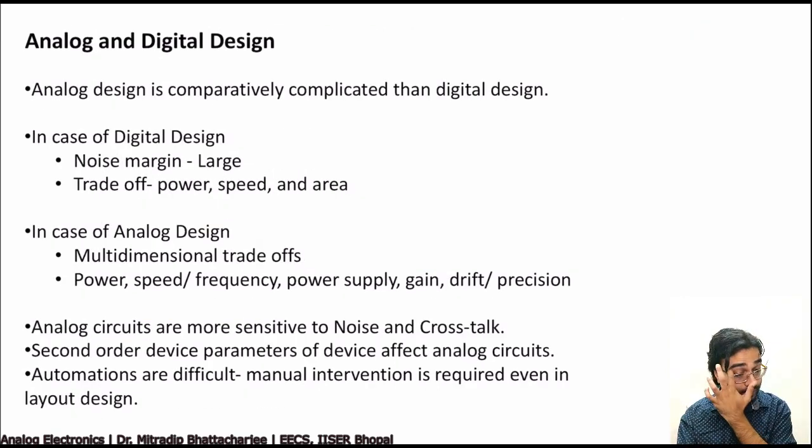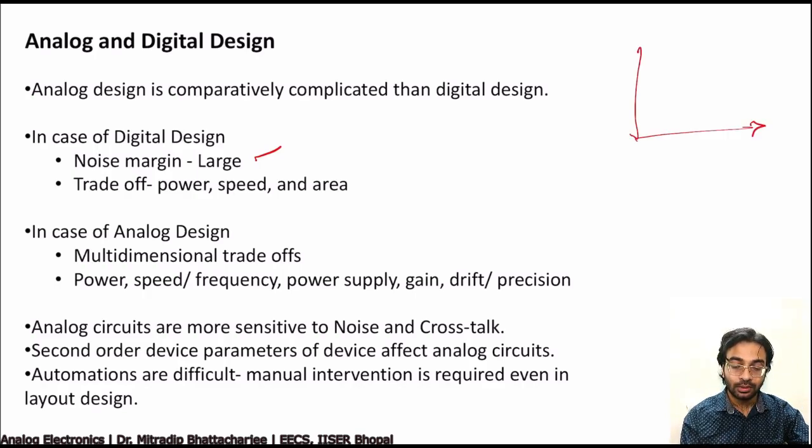Now this is the analog and digital design difference. Analog design is comparatively complicated. As I've said, it's customized, so it is a little bit complicated. In case of digital design, noise margin is large. As I've already shown, if there is a threshold, even if there are ripples and they are not crossing the threshold, that is fine.